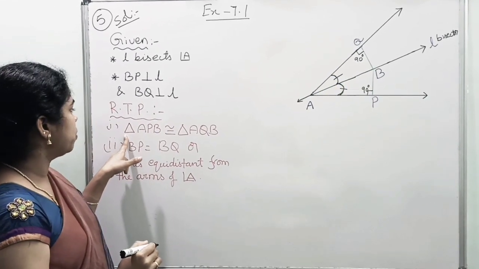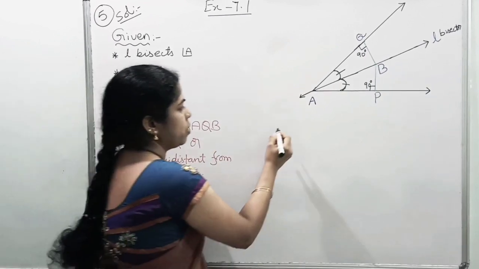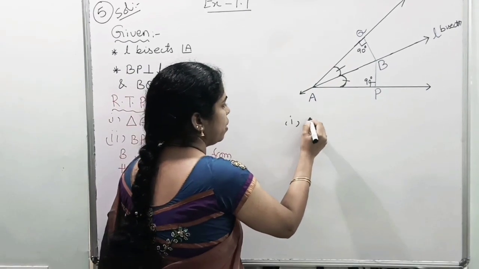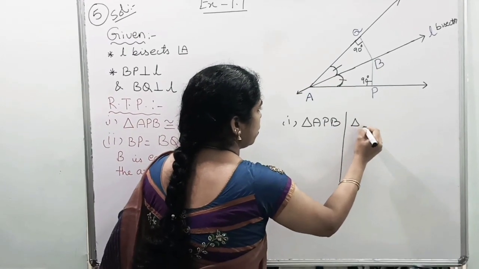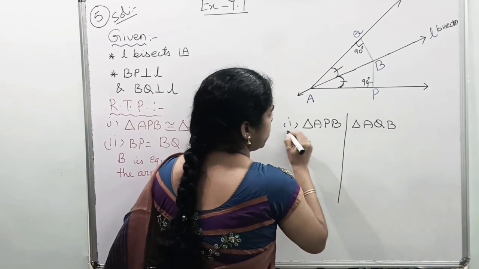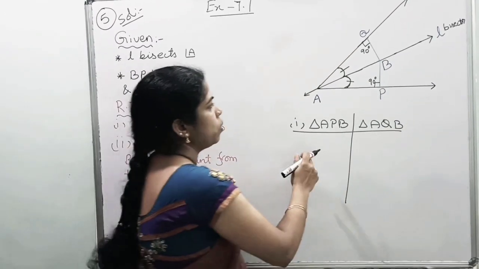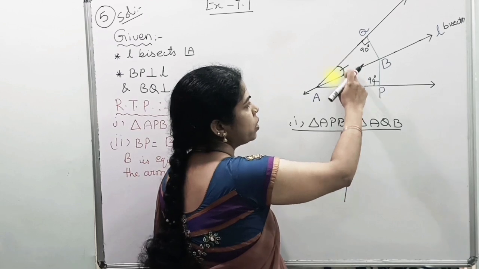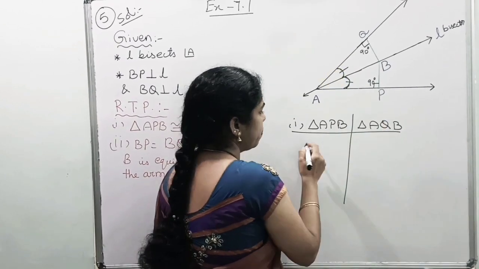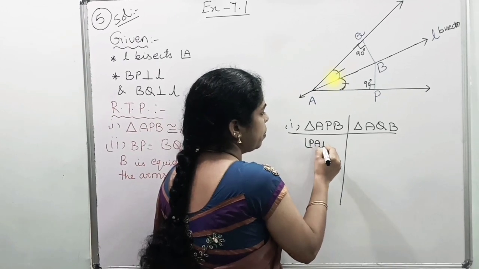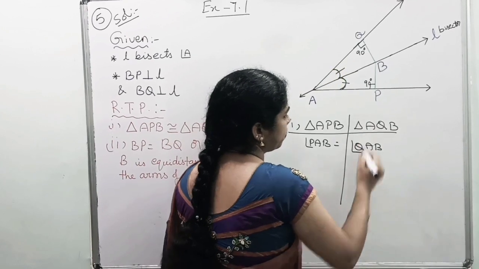What did they ask you to prove? Triangle APB is congruent to triangle AQB. So in these two triangles we will find out the equal parts. First equal part we found that these two angles are equal. That means angle PAB is equal to angle QAB.